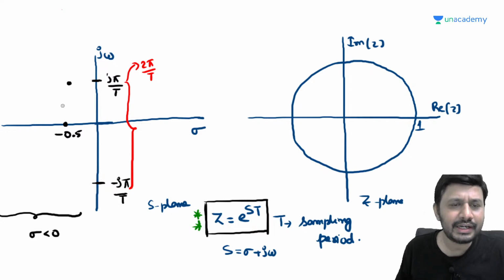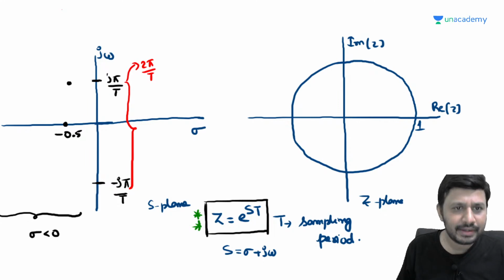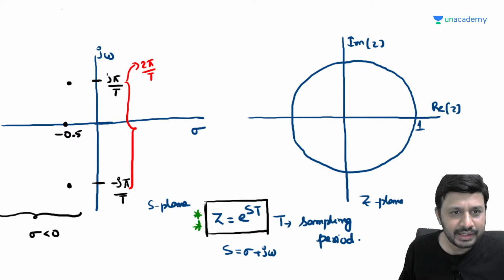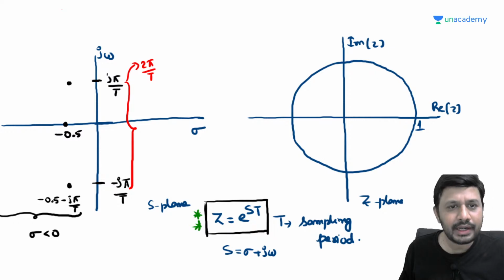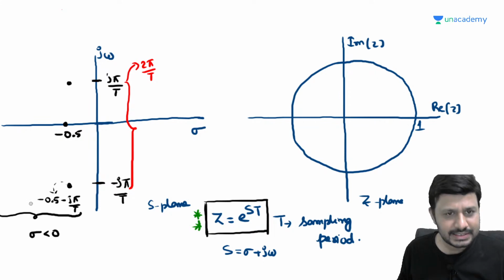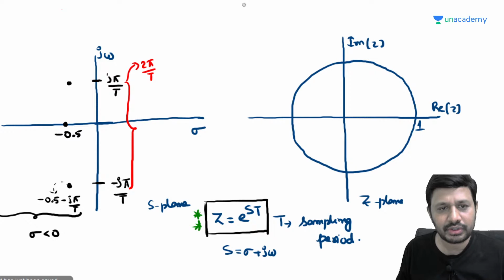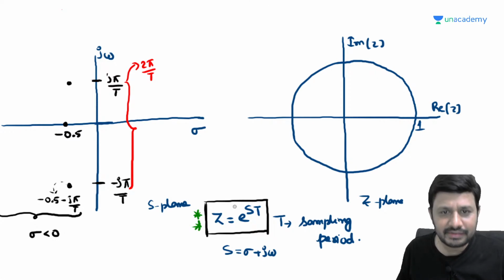Sigma value I took as minus 0.5. Now let's map. I am going to take the first point here. Let's map this point. What is this point? Can you tell me? Minus 0.5, as well, minus 0.5 minus j pi by t. Agreed? This point is minus 0.5 minus j pi by t. Now what happens if I substitute that value in this relation?